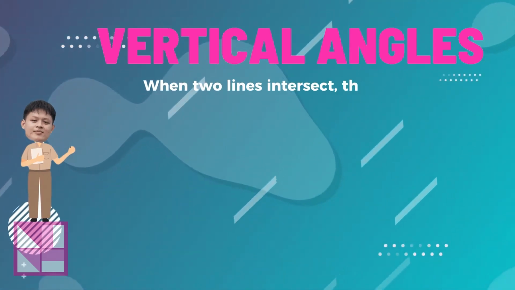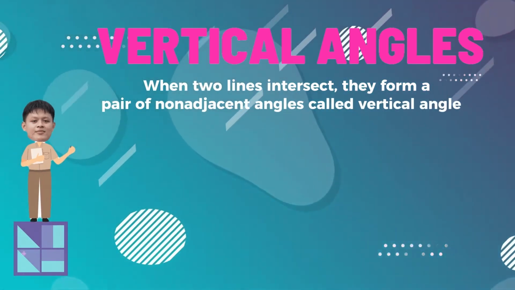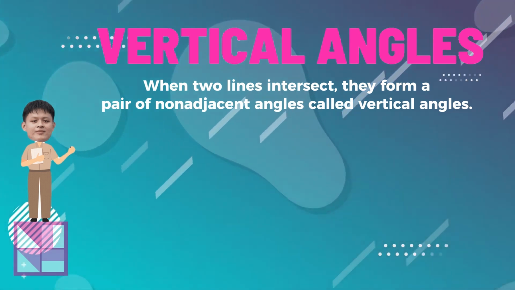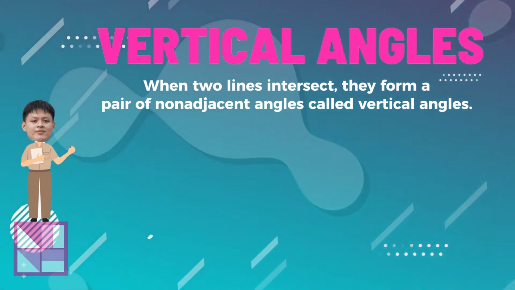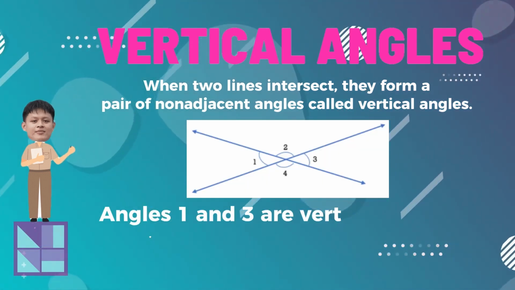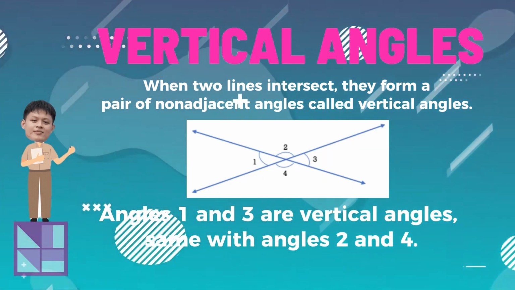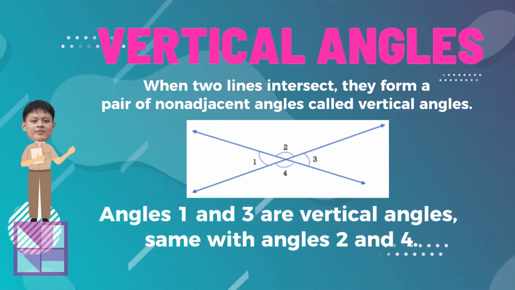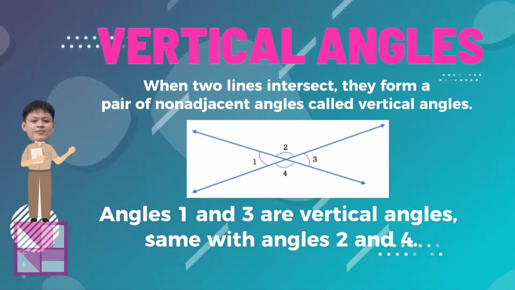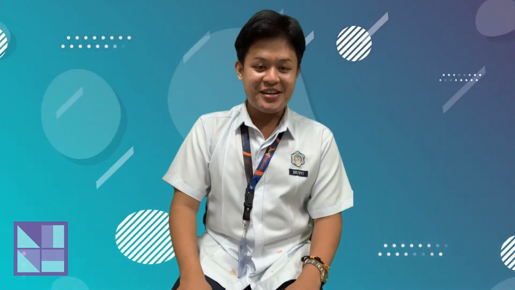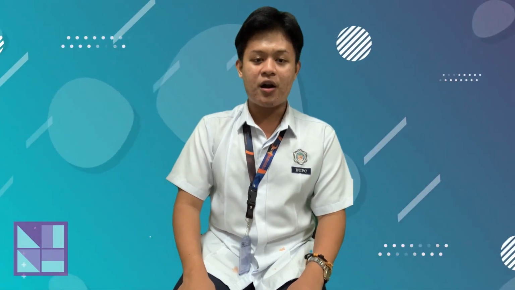Now, we'll meet the vertical angles. When two lines intersect, they form a pair of non-adjacent angles called vertical angles. In this figure, angles 1 and 3 are classified as vertical angles, same with angles 2 and 4. Vertical angles are two non-adjacent angles formed by two intersecting lines, and vertical angles are congruent.